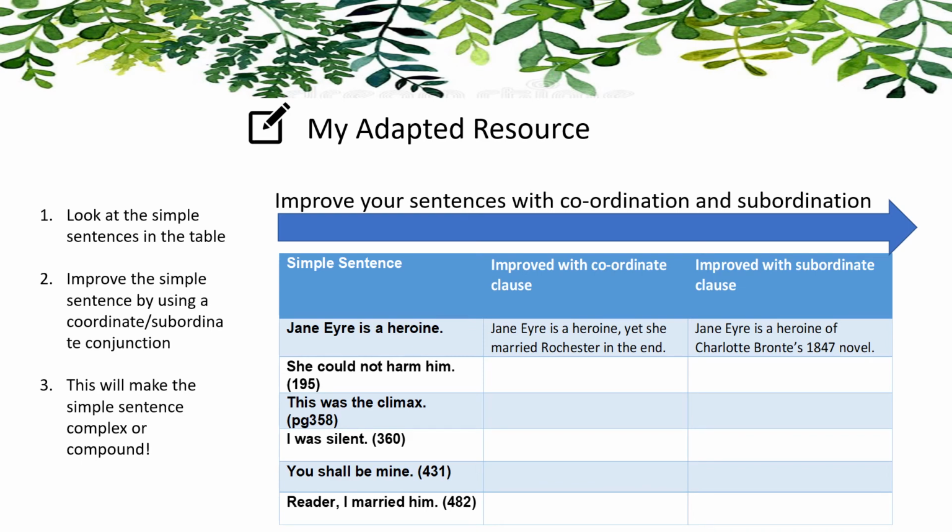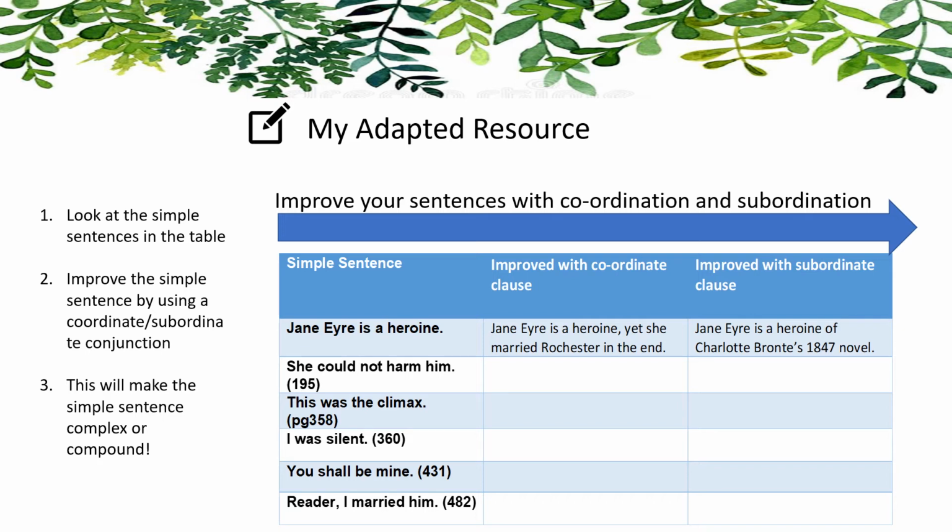My adapted resource is about improving your sentences with coordination and subordination. As discussed previously, grammar should be integrated with other components of English. This has inspired me to take a holistic approach when teaching grammar. I created this activity in order to enhance students' knowledge of grammar by using a pre-1914 literature text that they would have studied. This text is Jane Eyre.